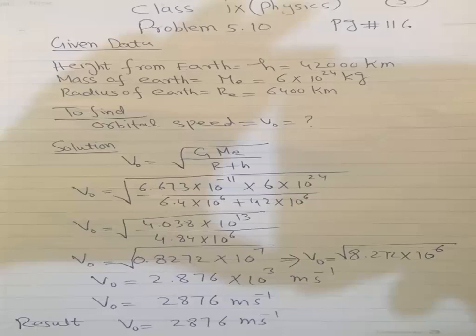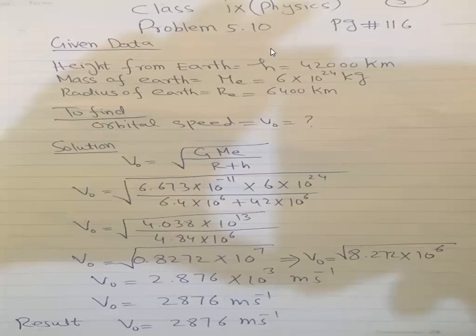I read the statement first. A communication satellite is launched at 42,000 kilometers above Earth. Find its orbital speed.